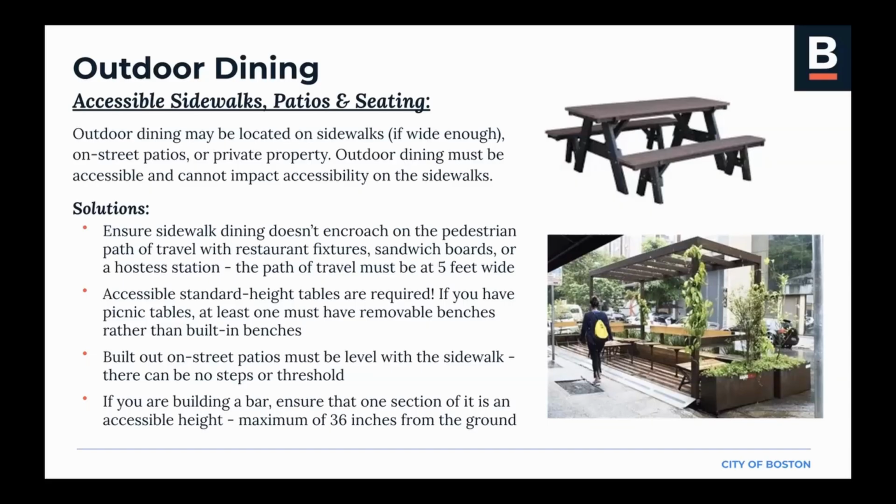Accessible standard height tables are required. So if you have picnic tables, at least one of them should have removable benches rather than the built-in ones. And build out on-street patios must be level with the sidewalk, so there can't be any steps or thresholds. And if you're building a bar, make sure that one section of it is an accessible height, so a maximum of 36 inches from the ground.